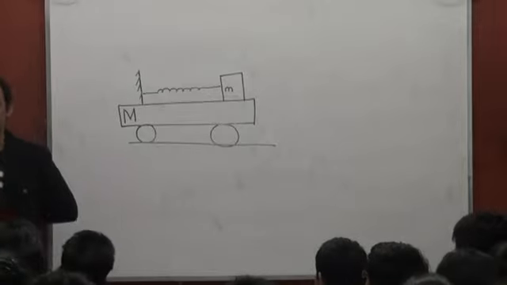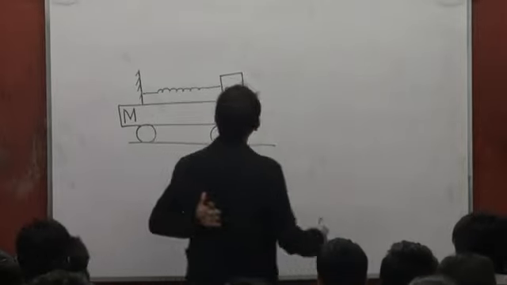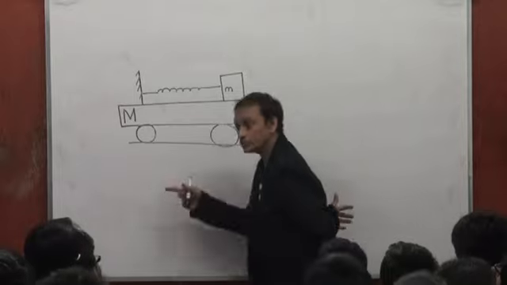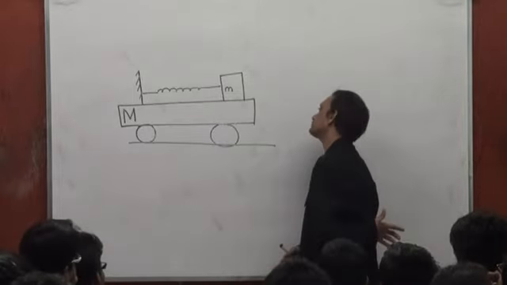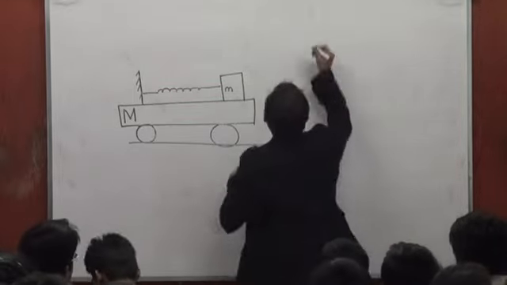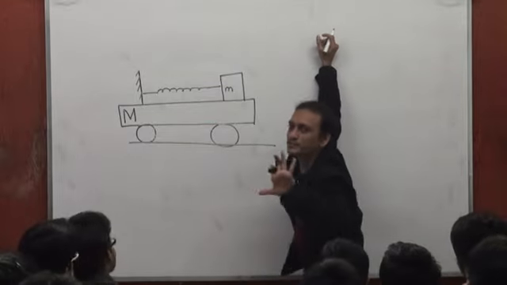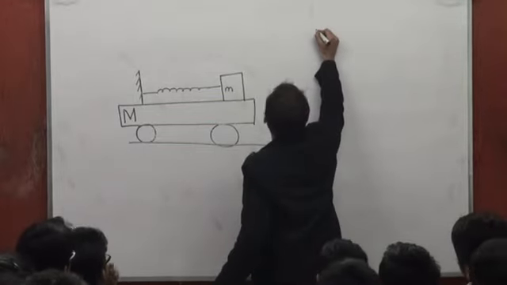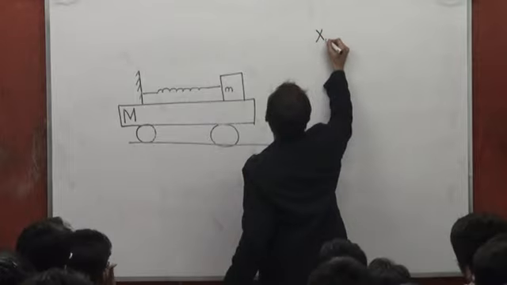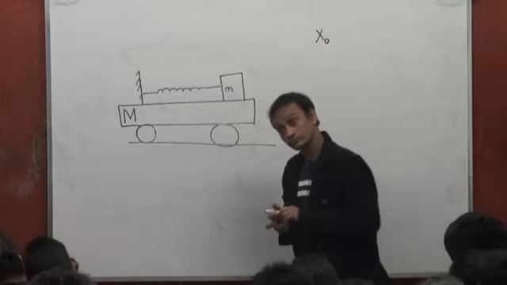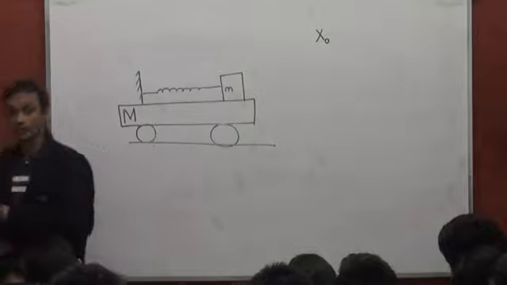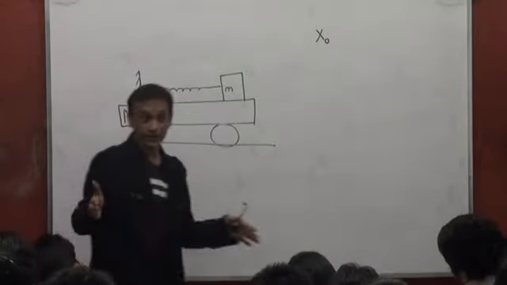What you do is, you compress the spring. You compress the spring, alright? Let's say you compress the spring, or you could even elongate the spring. It does not make any difference, right? So you compress the spring, say by an amount x naught. You compress the spring by an amount x naught.